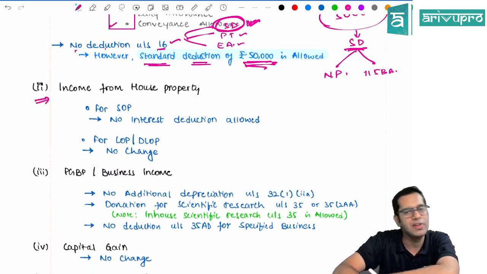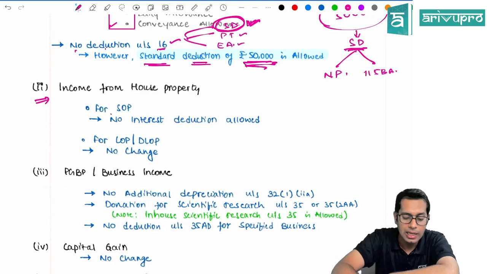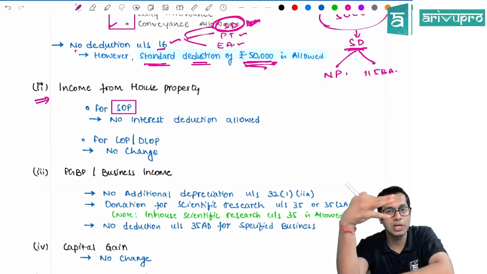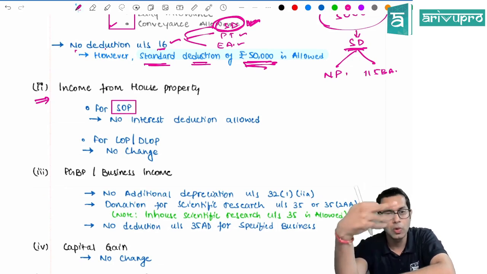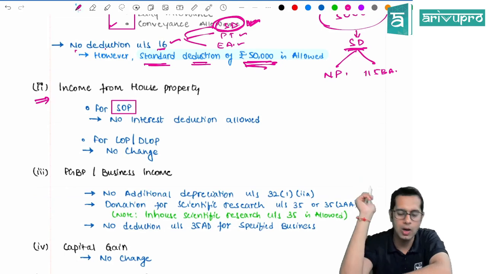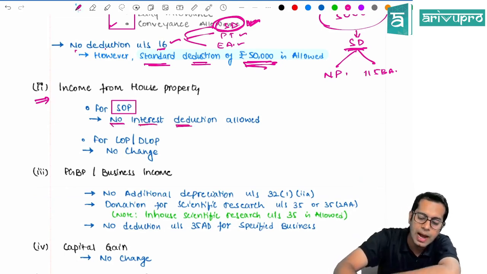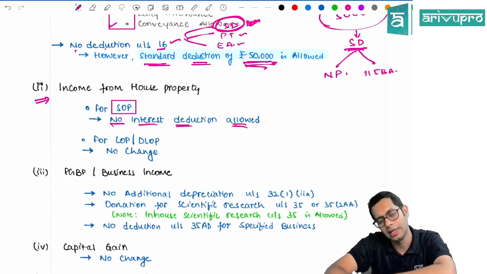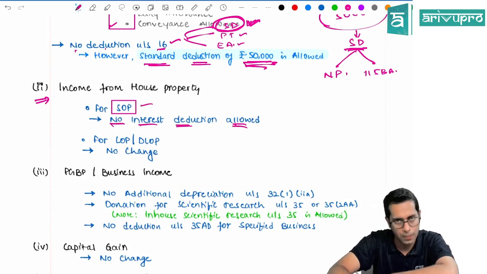Then, if you are having any income from house property, and you have a self-occupied property, do you remember up to 2 lakh rupees or 30,000 deduction you will get? That deduction I will not give you. No interest deduction will be allowed if you are having any self-occupied property.